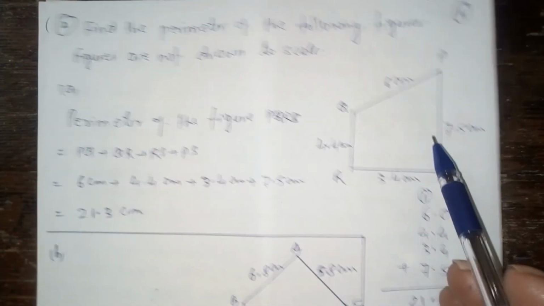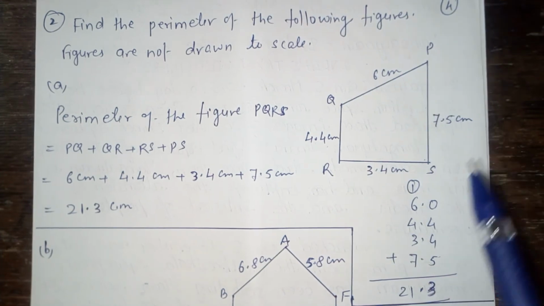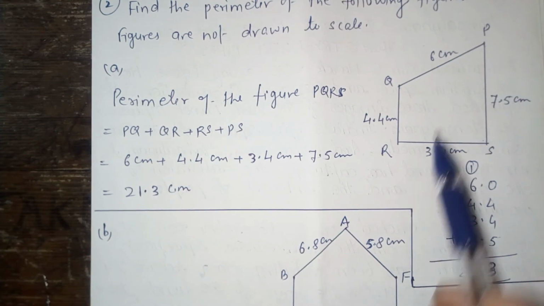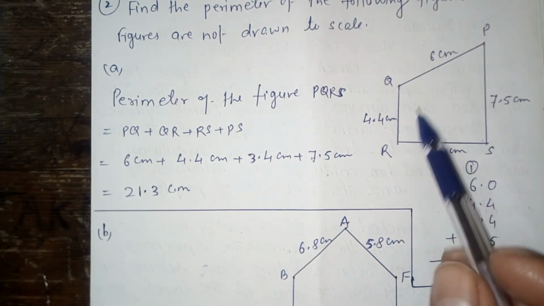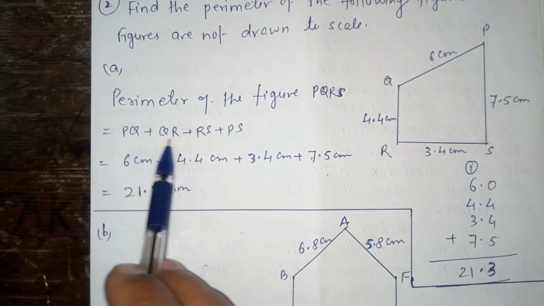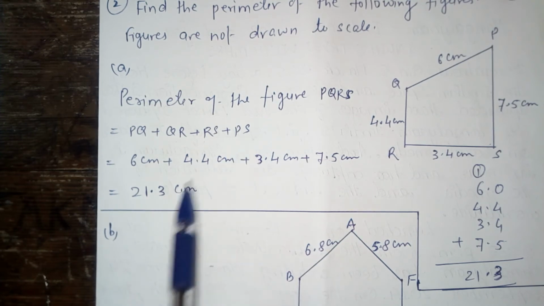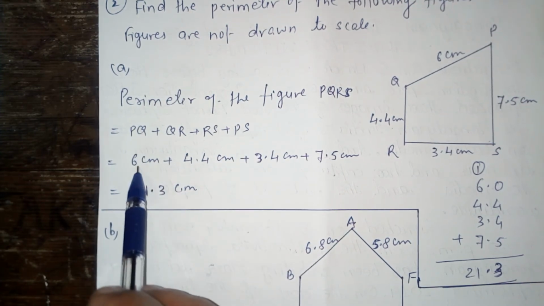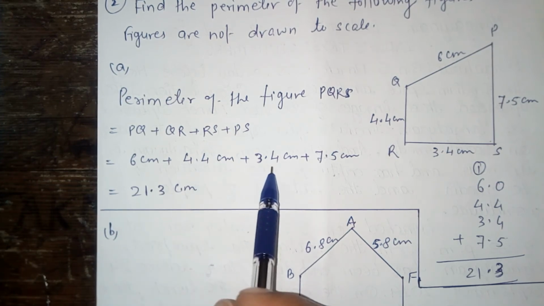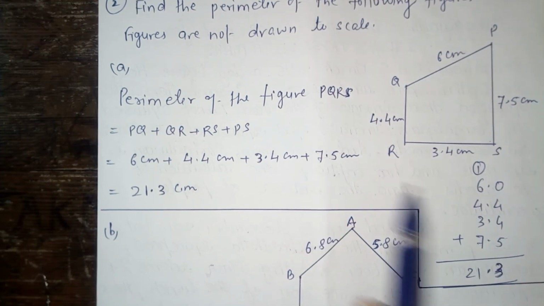Okay, so the perimeter of the figure PQRS is equal to the sum of all sides. So PQ plus QR plus RS plus SP. PQ is 6, QR is 4.4, RS is 3.4, and PS is 7.5 centimeter.